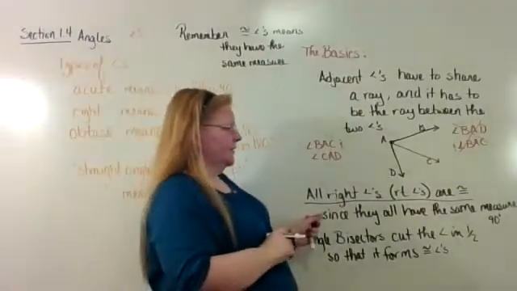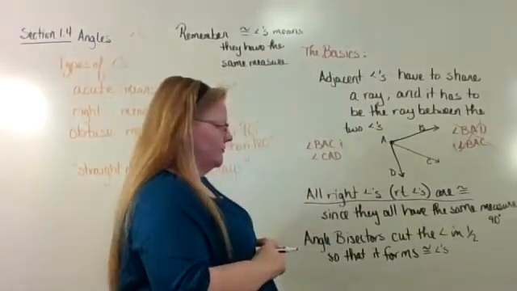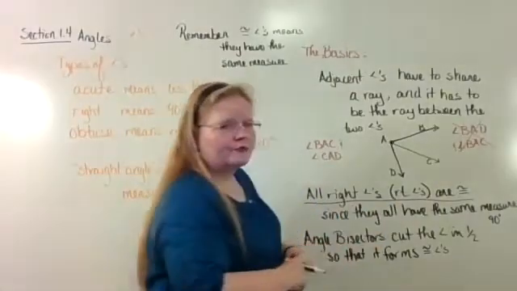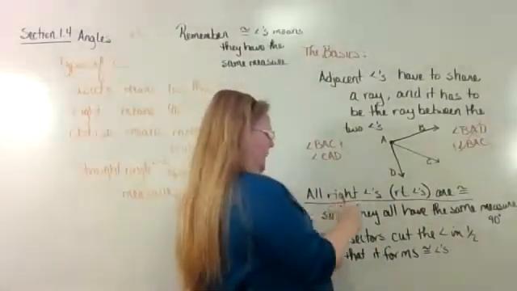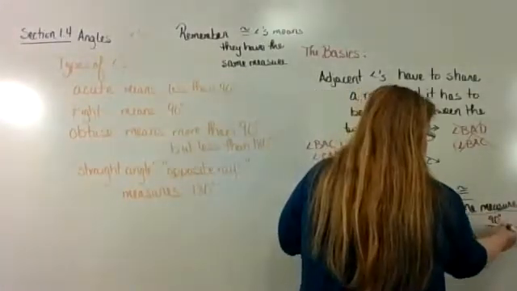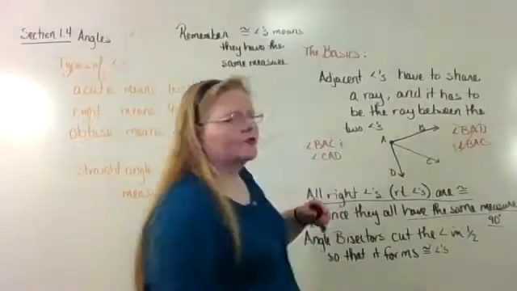Because of that, they all have the same measure. That's because of the definition of congruent. So all right angles also have the same measure, which is 90 degrees. All right angles are 90 degrees.